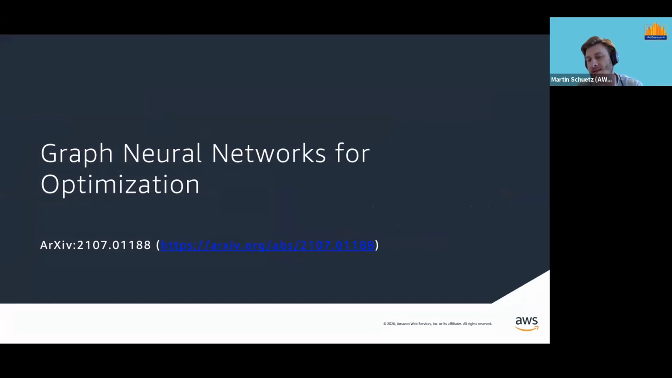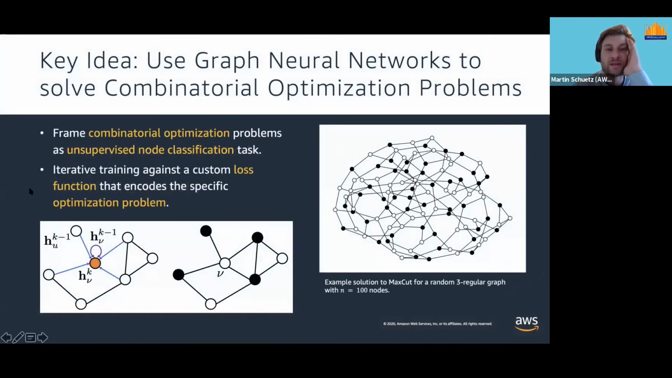So now we have put together all the puzzle pieces to highlight what we did in our recent work, where we show how to use graph neural networks to solve these types of optimization problems. The key idea is to frame combinatorial optimization problems as an unsupervised node classification task, which means we don't need any labeled training data. In this asset optimization problem, for a given graph we have to make a binary decision for every node, whether to buy or not buy, whether to color a certain node black or white, as shown here.